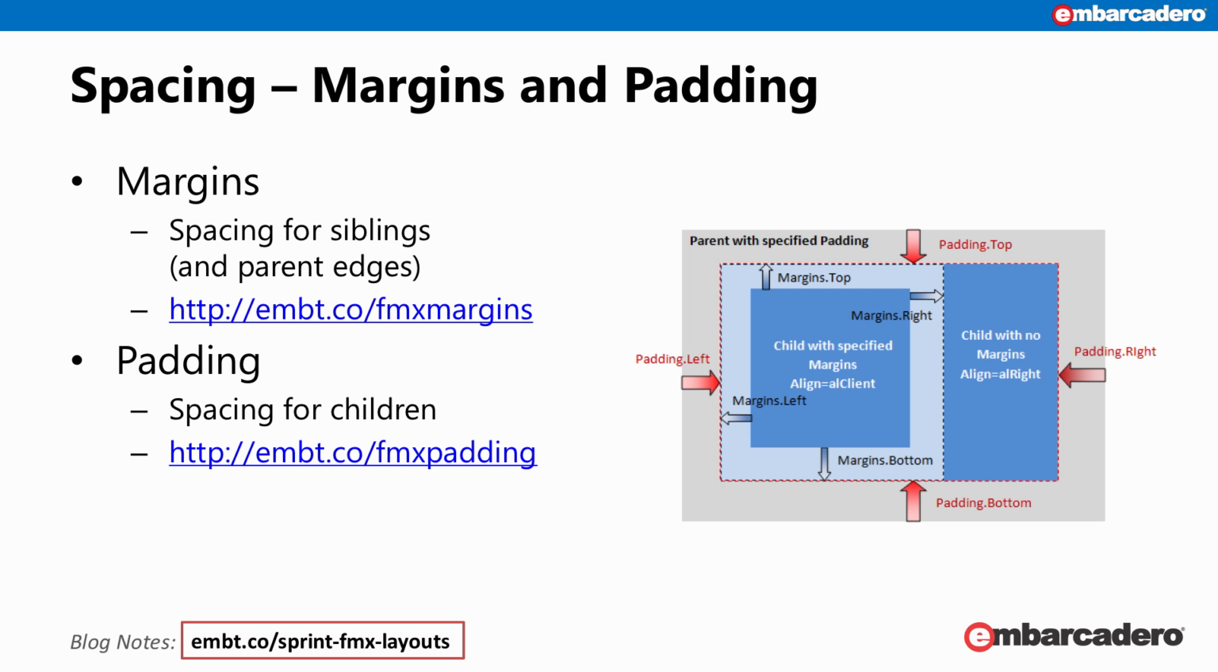Padding, on the other hand, is the spacing for the children of that control. So if you add padding, when you put controls on that control, now all FireMonkey controls can be nested. Any controls you put inside that control once it has padding on it will get spaced that far away from the edges based on the padding.